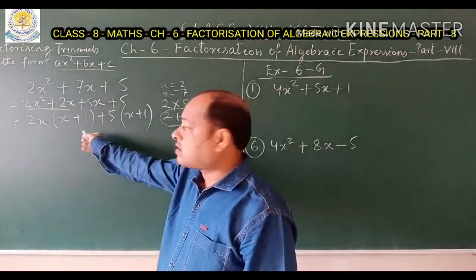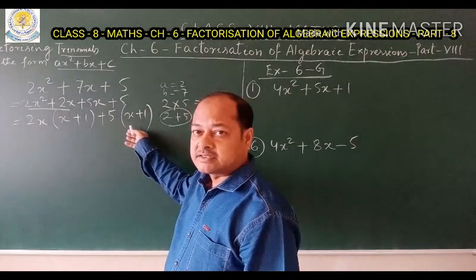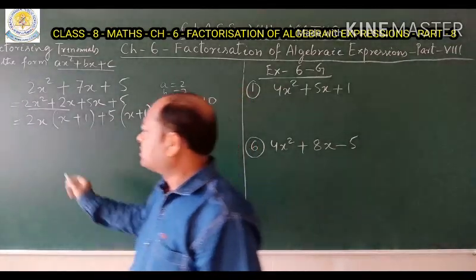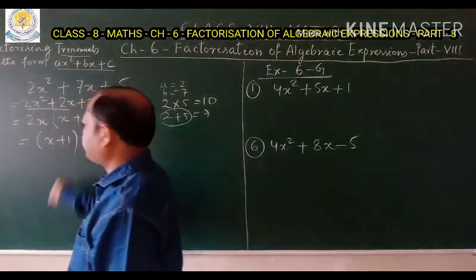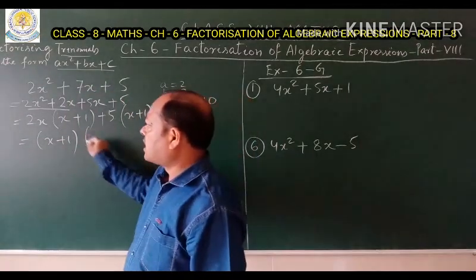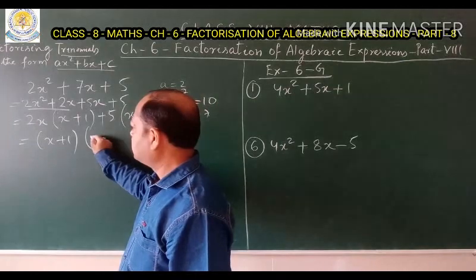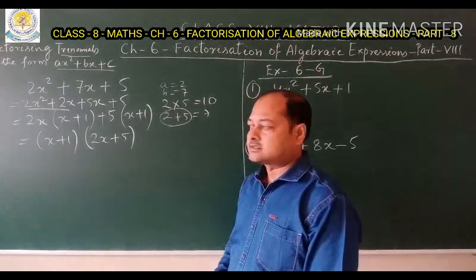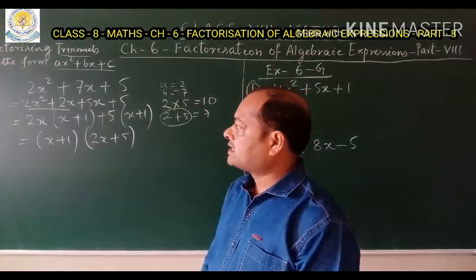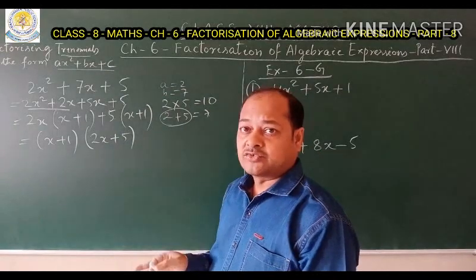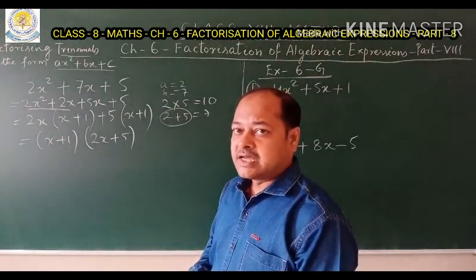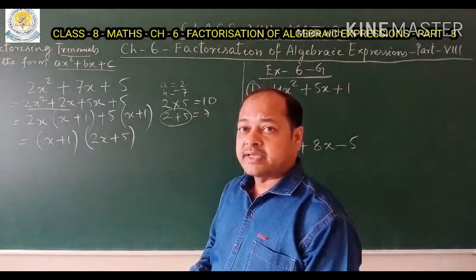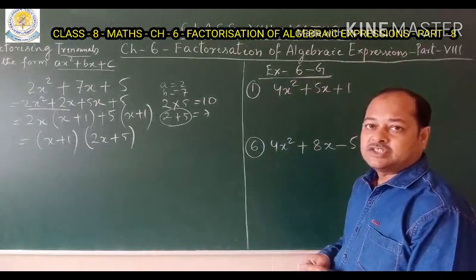Okay, now you got the common binomial factors. Common binomial factors are x plus 1 and x plus 1 here. So take x plus 1 common, and outside the bracket 2x, and this is plus 5, write 2x plus 5. So we have got two factors of this algebraic expression 2x square plus 7x plus 5. What are the two factors? One is x plus 1, another is 2x plus 5. Similarly, based on this concept, you can solve exercise 6g now.